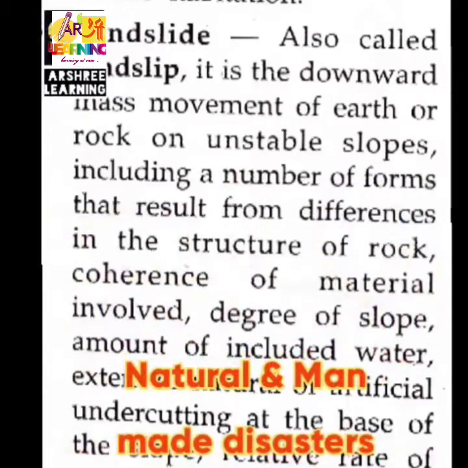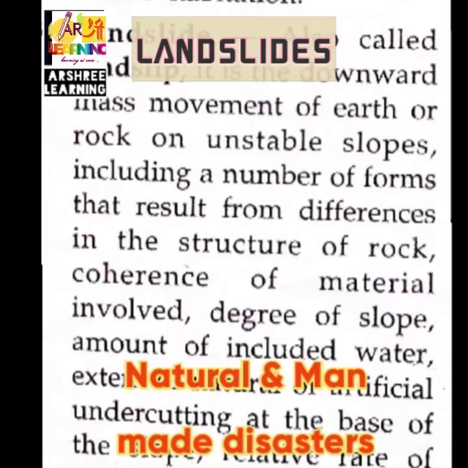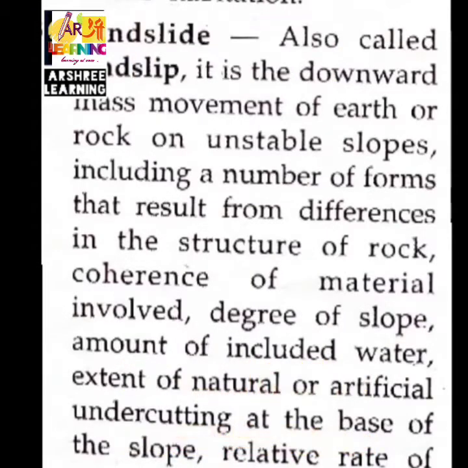A landslide is the downward movement of earth or rock on slopes. Landslides mostly take place in the mountains, where the land moves downwards. When a large amount of land moves, the structure of the rock, the material involved, and the degree of the slope are the factors which control the intensity of the landslide.